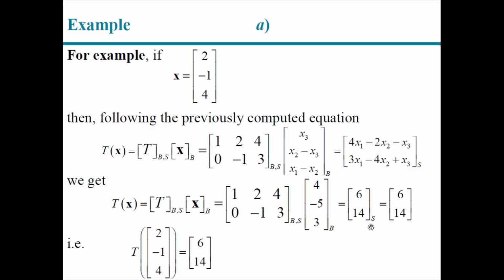What I get are the coordinates of the image Tx in the standard basis, but we know that's equal to the vector itself because we are talking about standard basis of vectors. Okay, so T of x, T of this guy, is 6, 1, 4. Pa-pam. Straightforward.